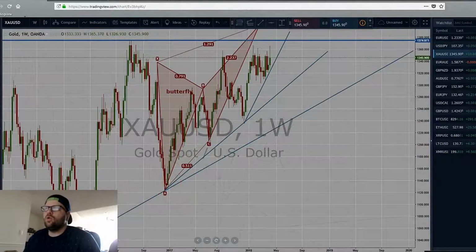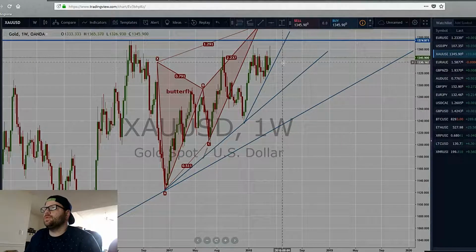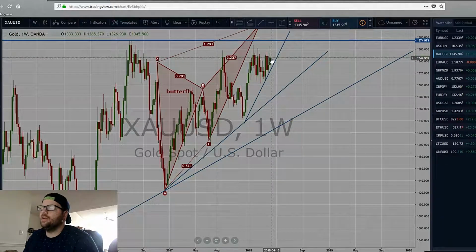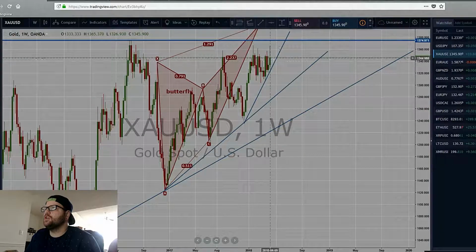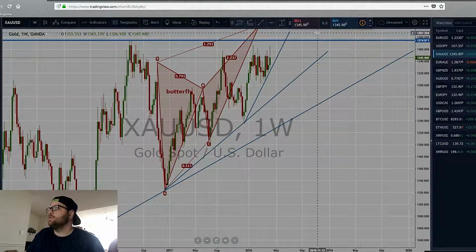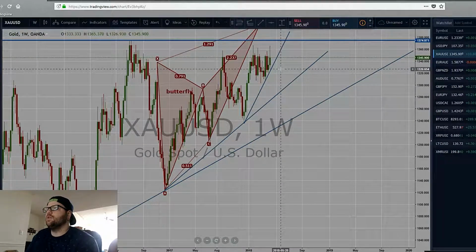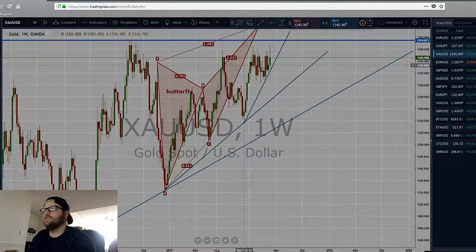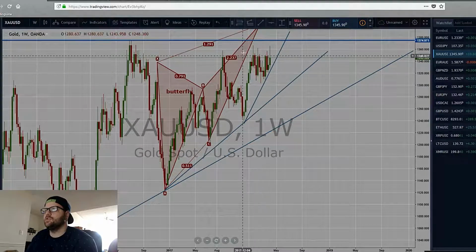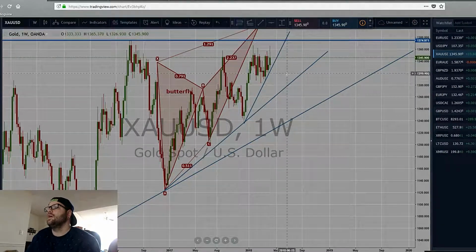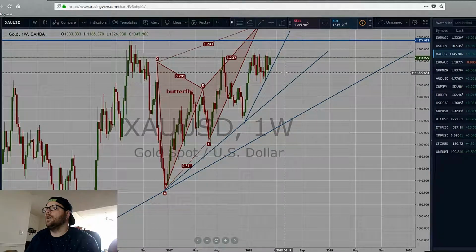All right, looking at gold on the weekly time frame, last week's candlestick was slightly bullish. We did have a large wick to the upside. Much like EU, gold has been consolidating for a number of weeks now as well, and so that's what this area right here is representing, just an area of consolidation.